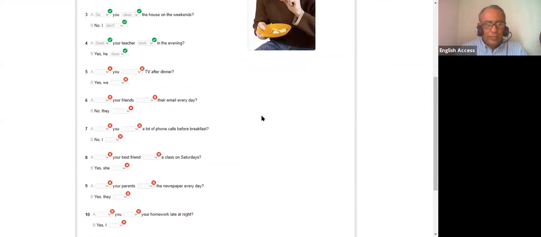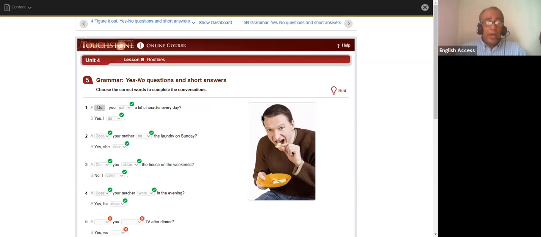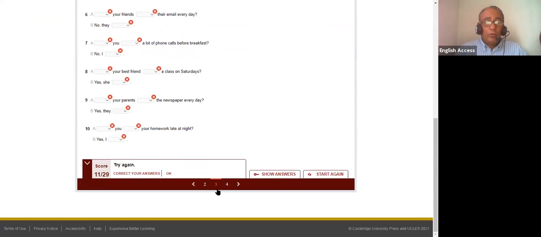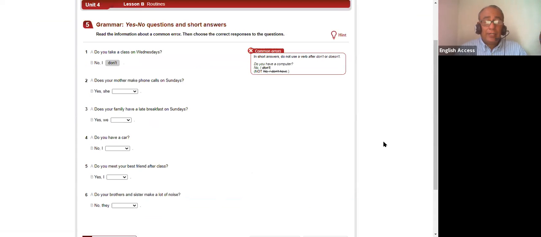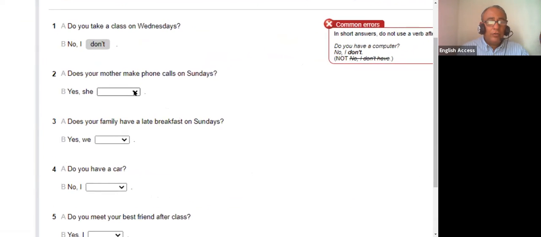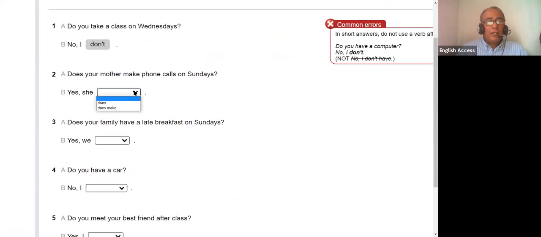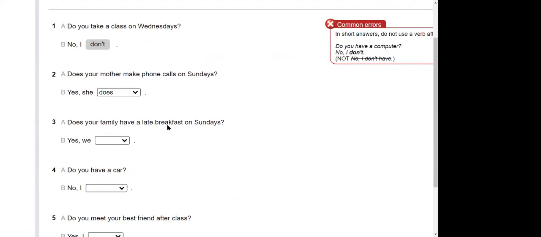We have more exercises. But when you have your username and password, you are going to be able to complete each activity. Here, grammar, yes, no questions. We are practicing. We are going to select only the correct one. For example, here, Carolina, does your mother make phone calls on Sundays? Yes, she does.